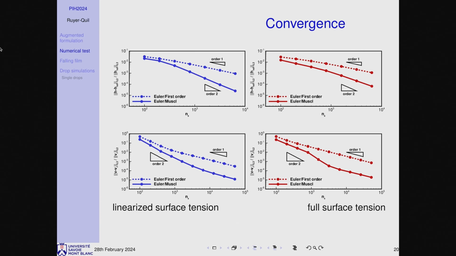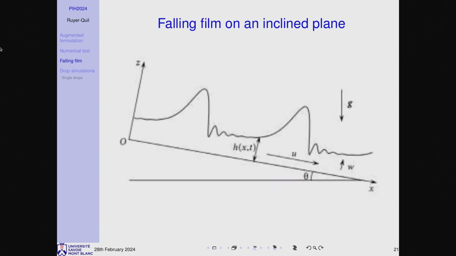convergence. And this convergence is only first order because of the second step, which is simply Euler implicit, so first order in time. So there is nothing more there, but in fact we have quite good convergence of the numerical system. So let's try to apply this to a falling film on an inclined plane system.